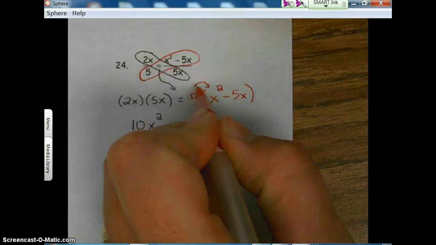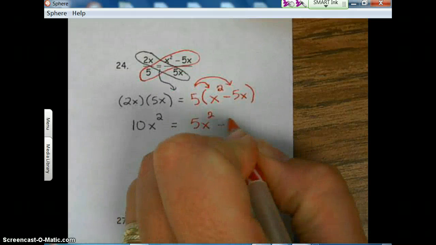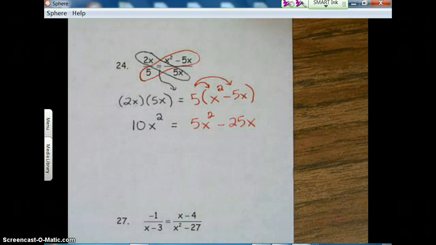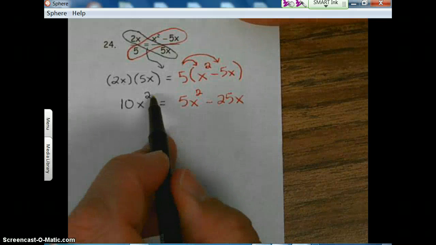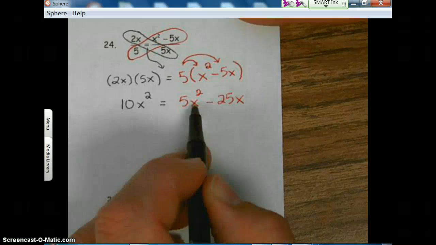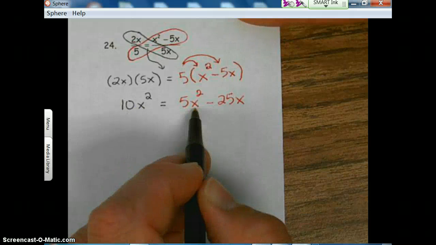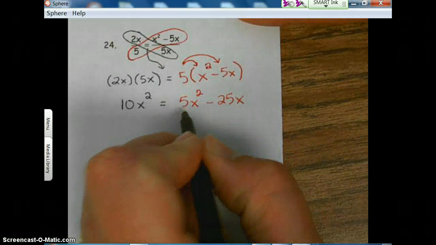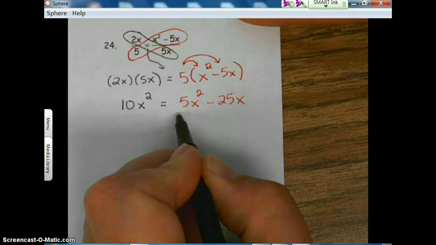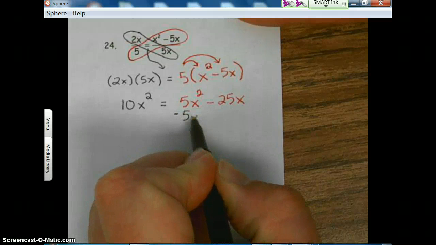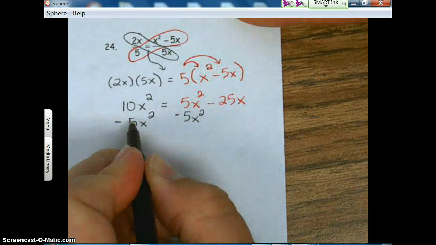Distribute. Distributing the 5 over here, we get 5x squared minus 25x. Okay? Next thing we want to do here is we want to cancel out an x squared. We have an x squared on both sides, so we want to cancel one of these out. I always like to cancel out the smaller one. So to cancel out a term, you cancel out a term by adding or subtracting. Well, since the 5 is a positive, we would subtract. And what you do to one side, you do the same thing to the other side.